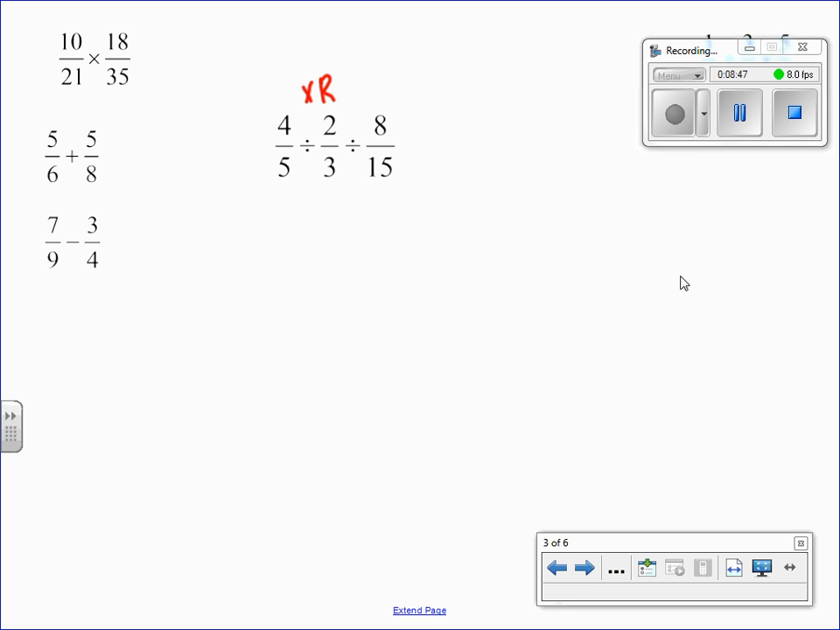So let's just look at the first 2. Someone rewrite just this part with multiplication. Robin. 4/5 times 3 over 2. Okay, I'm going to continue. When I see another division, it means I need to do it again. Times the reciprocal on top. So I'm going to multiply 4/5 times 3 over 2 times what, kids? 15 over 8. Now, I've changed everything to multiplication.